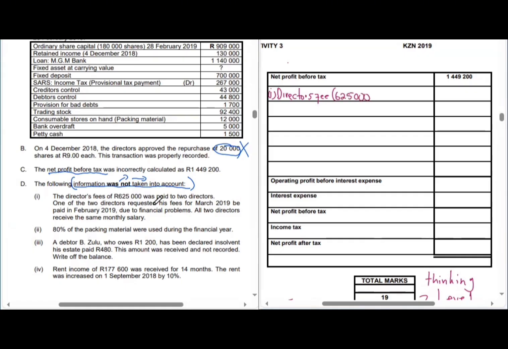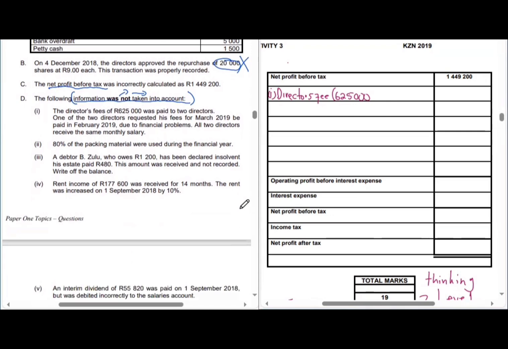So now we need to have a transaction. As I told you at the beginning of the video, the reason we end up completing the incorrect net profit before tax is because all the information was forgotten, meaning they forgot the account from our trial balance as well as its adjustments. So let's continue. The director's fees of 625,000 was paid to 2 directors. Normally I like recording all the information down. 625,000 was paid to 2 directors.